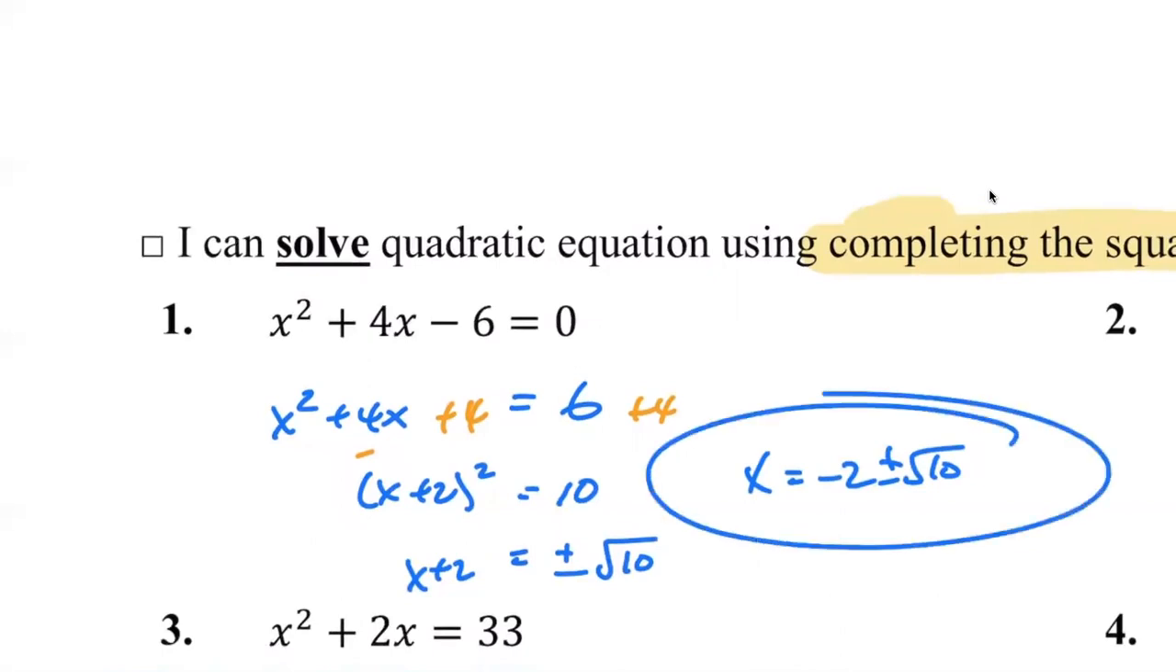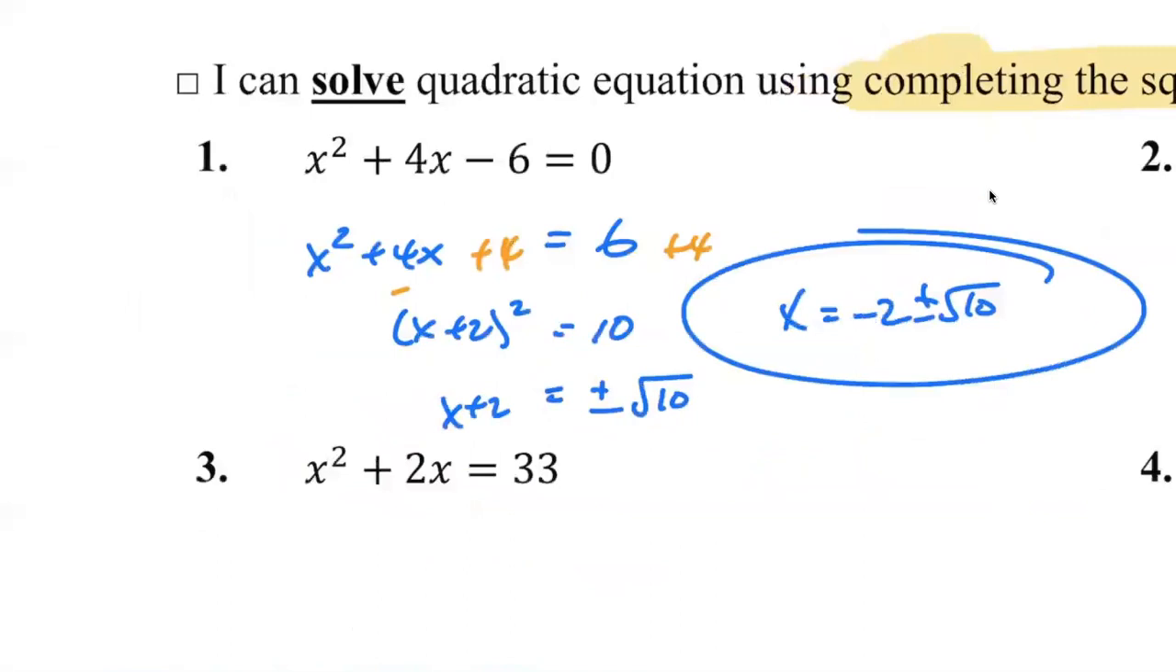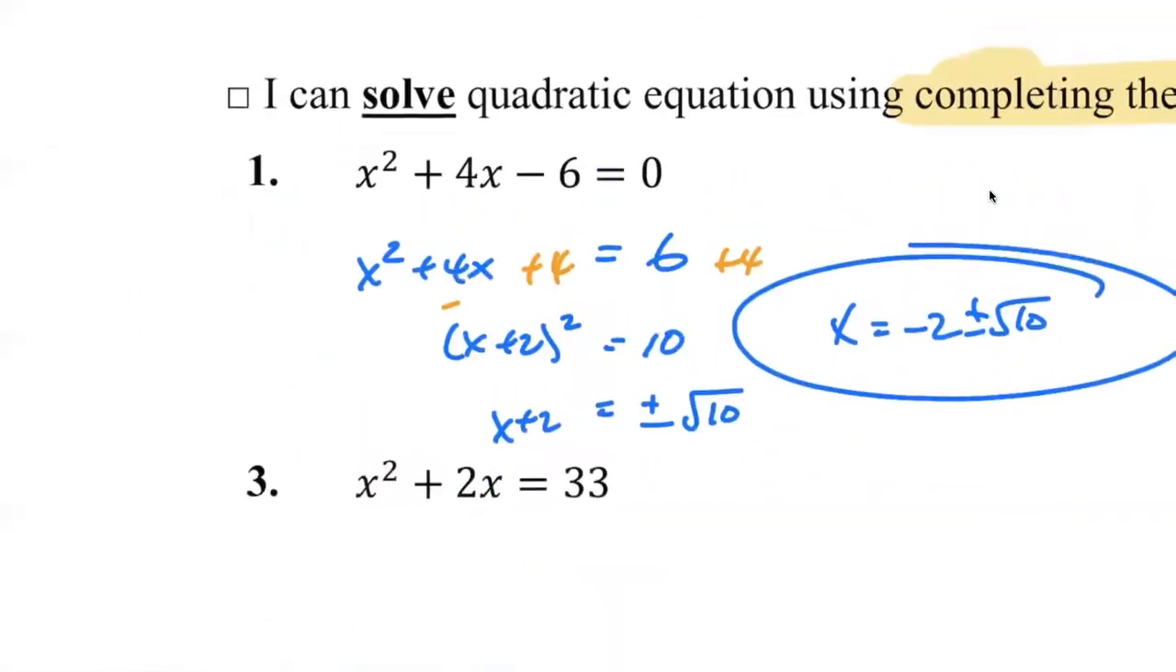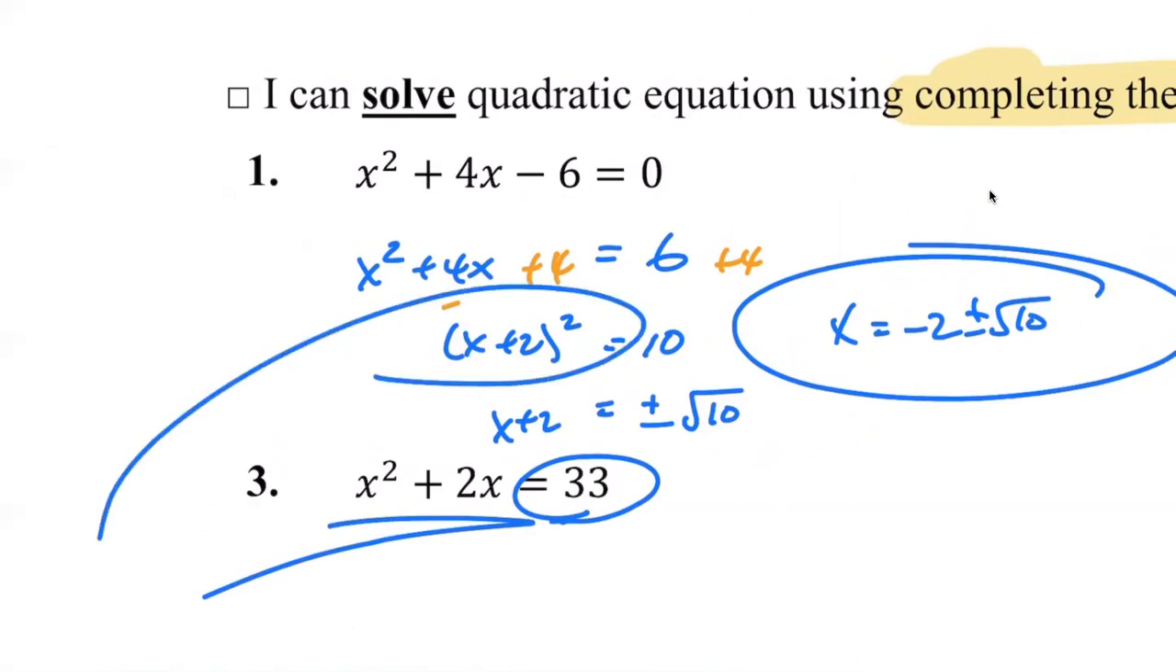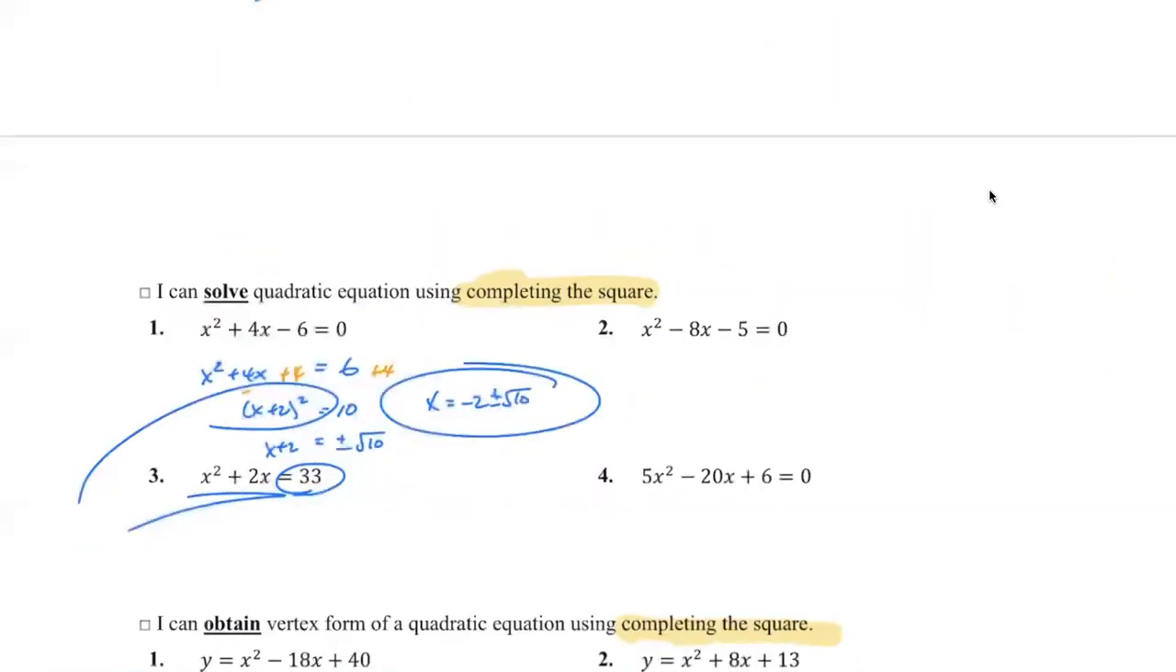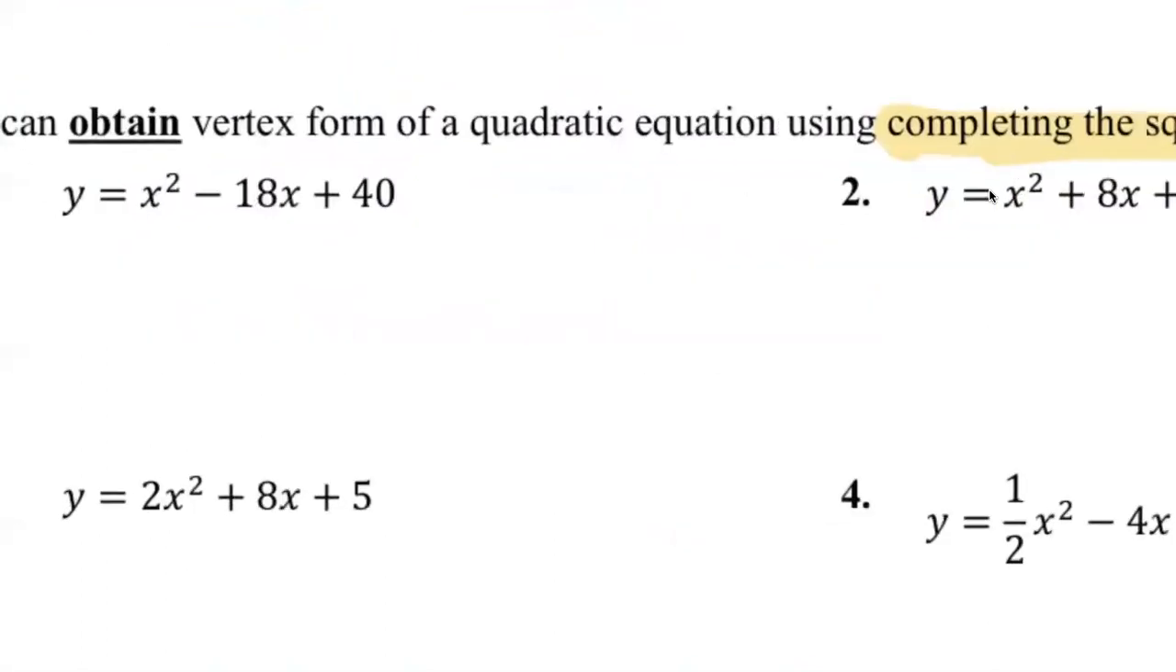Easy. For questions like number 3, make sure that you say thank you, because they already put the constant on the right hand side, so you don't have to move it. You can focus on working on the left. Again, it's all about the perfect square. Can you see how we got the perfect square?